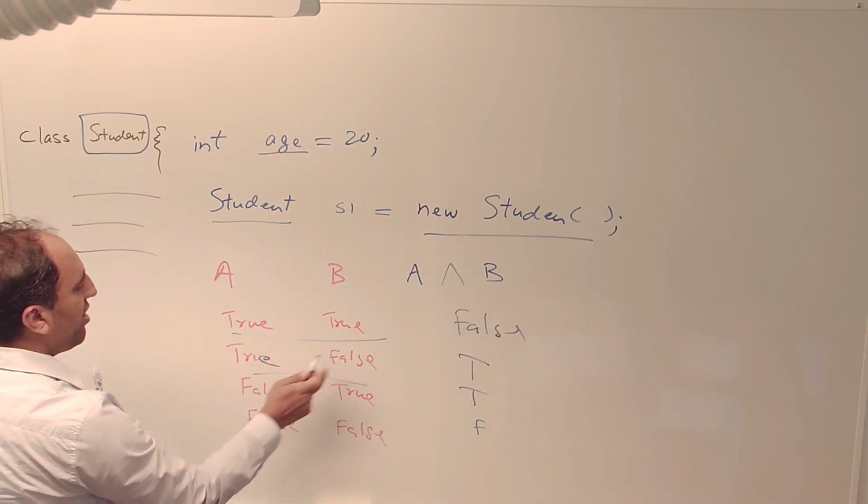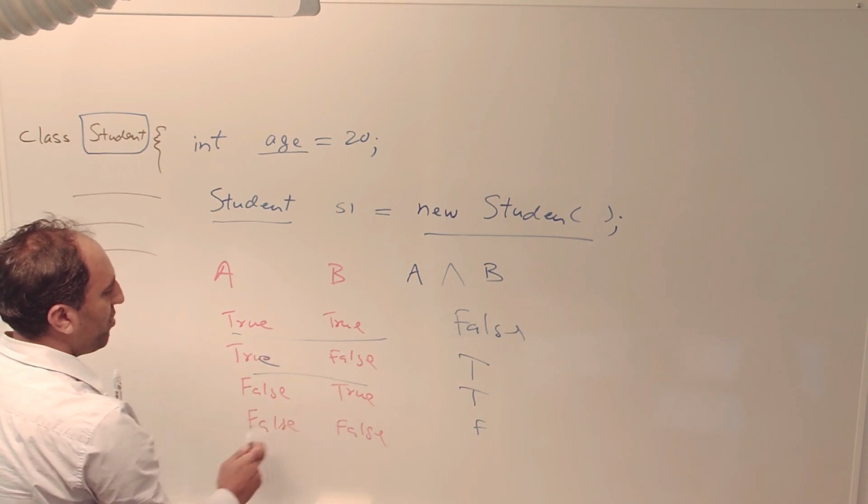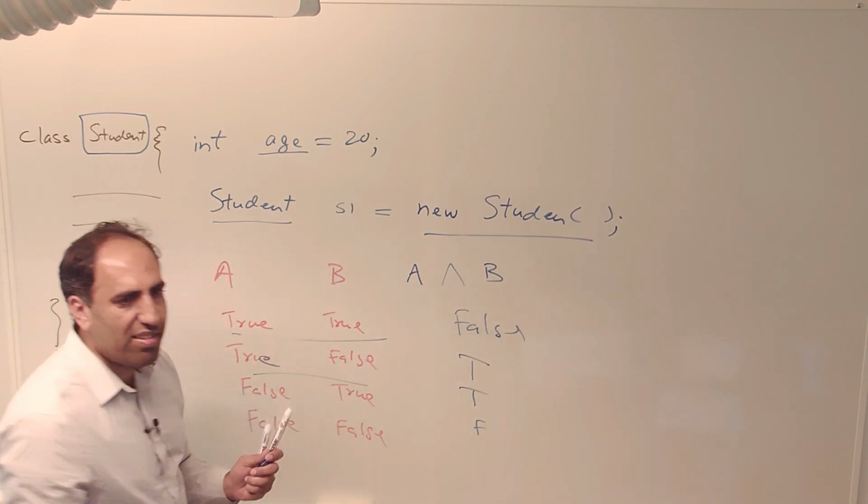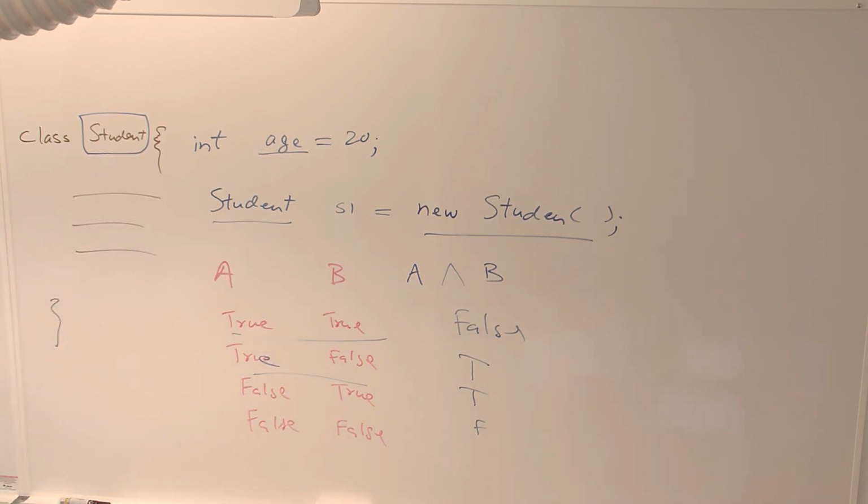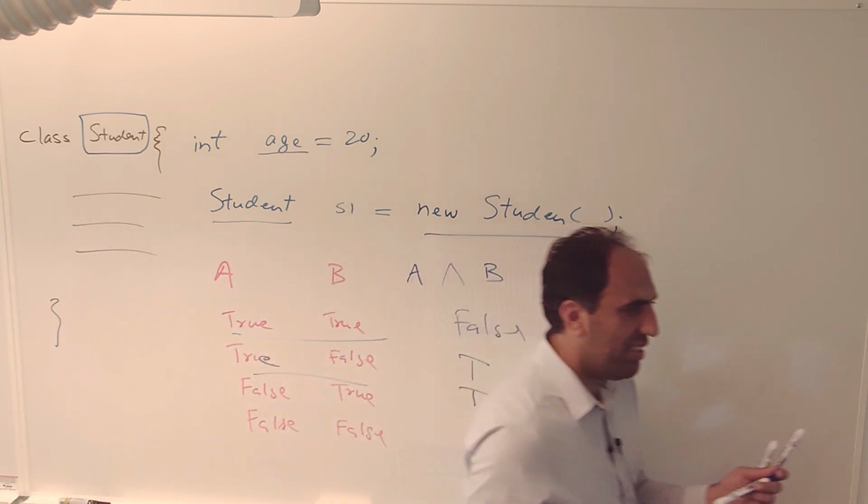Here one is true, other is false. One is false, other is true. Both are false. So when both are the same, the exclusive OR will give you the false. Otherwise, it will be true. Okay.